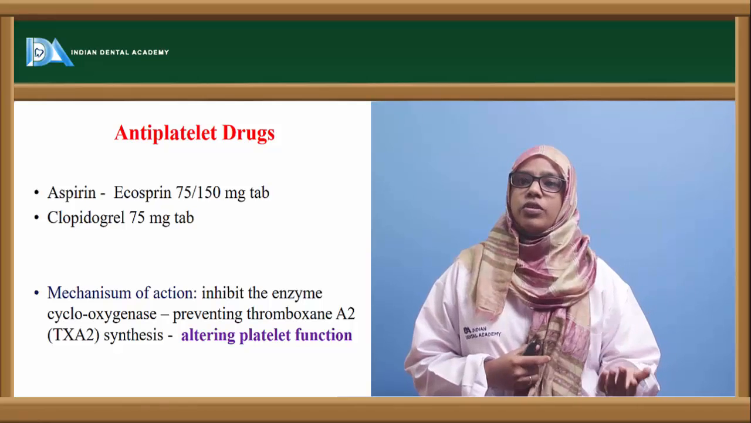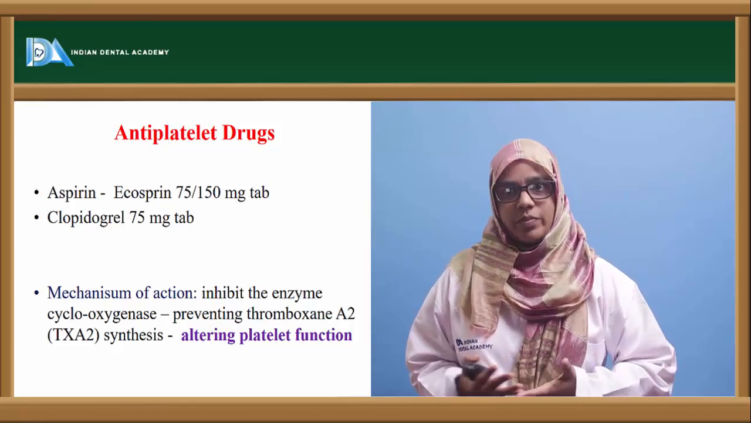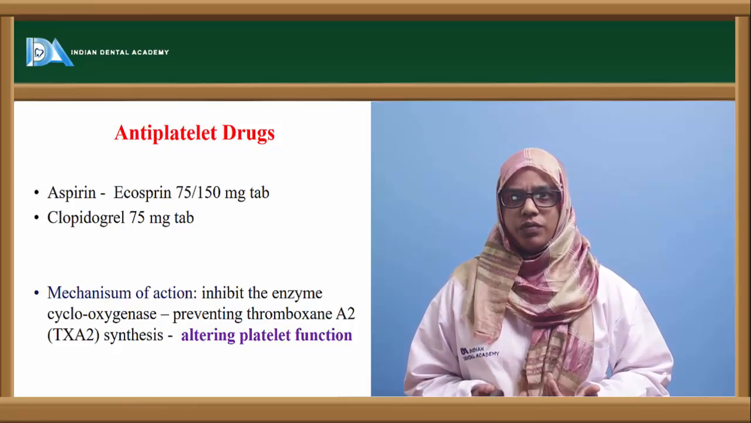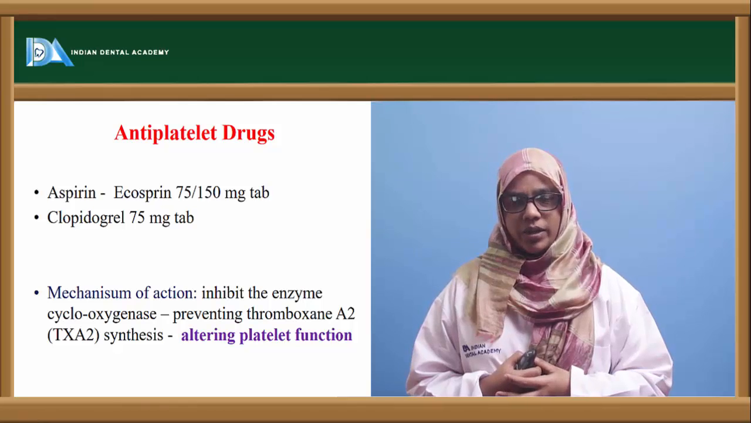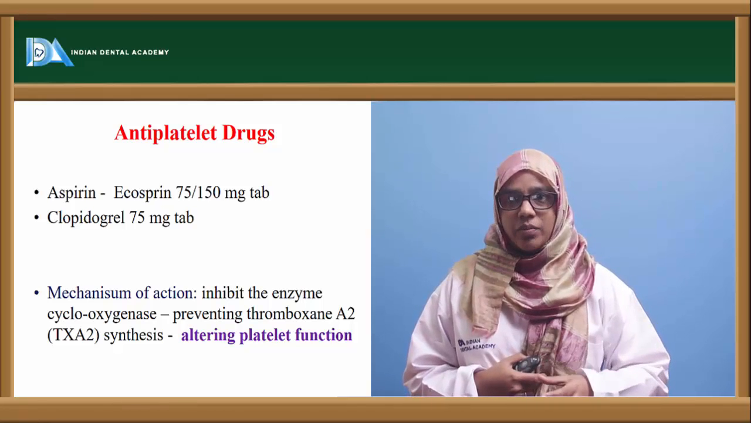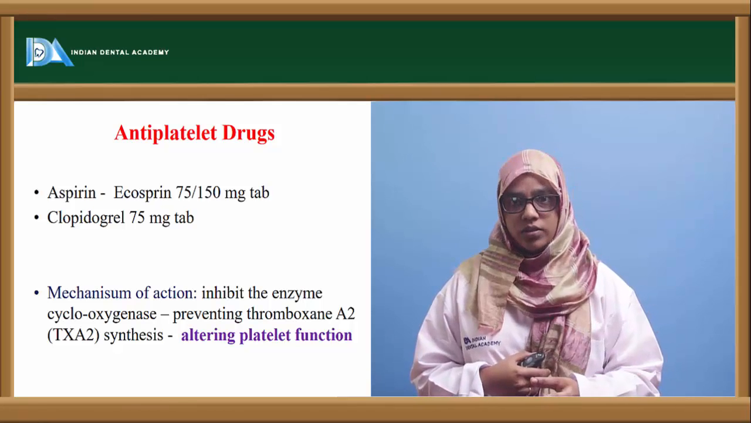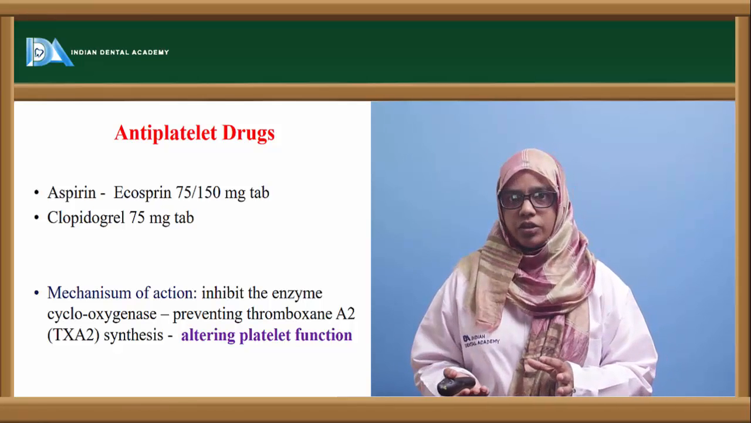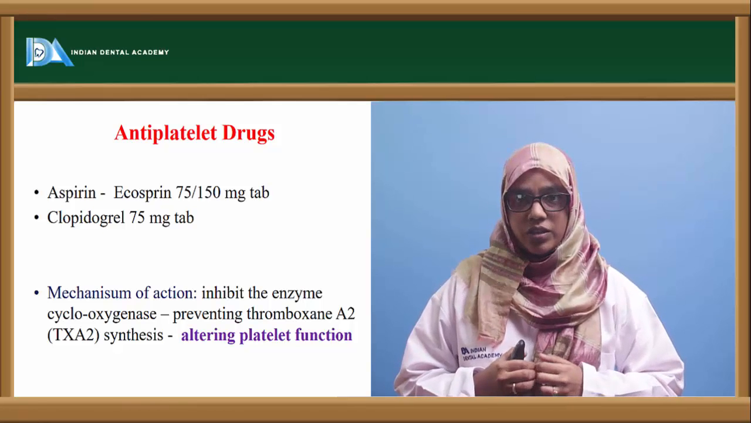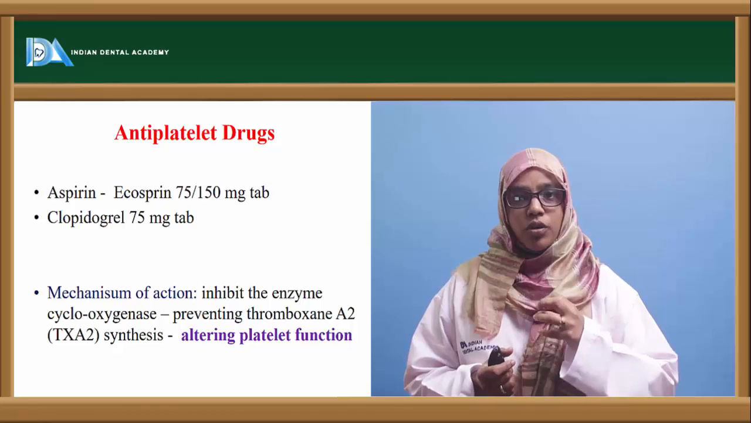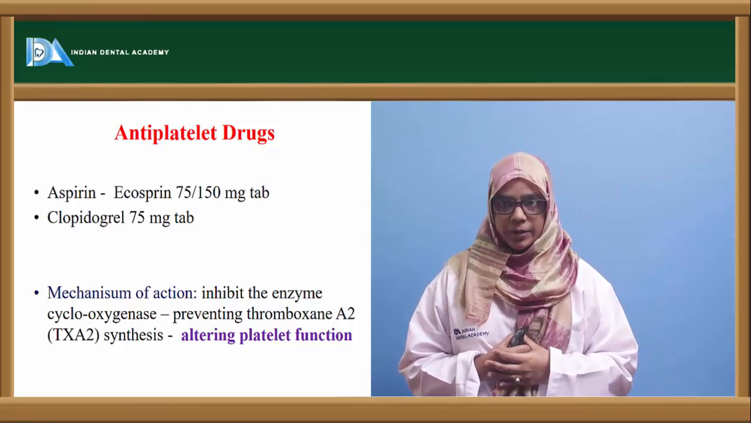Then let's move on to the antiplatelet drugs. The most commonly used, the brand name that we all know, is aspirin. Patient takes around a 75 to 150 milligram tablet, or clopidogrel 75 milligram tablet. They basically inhibit the enzyme cyclooxygenase and prevent thromboxane A2 synthesis, which alters the platelet function. They basically affect the platelet plug formation. The platelets do not adhere and form a plug, resulting in increase in bleeding time.